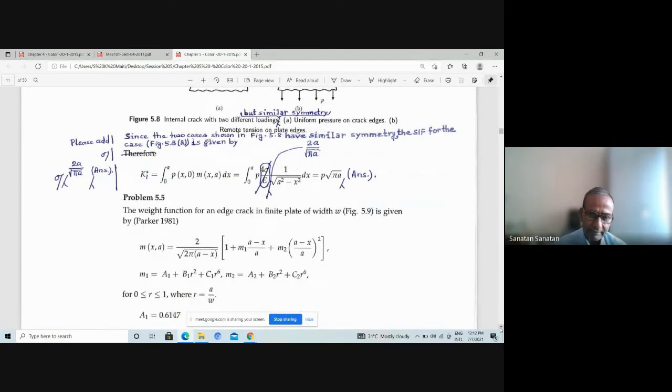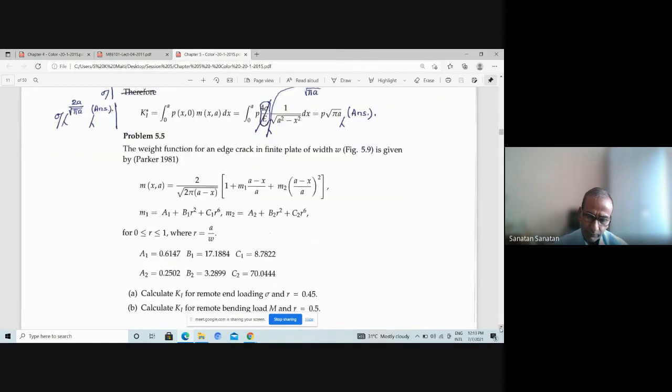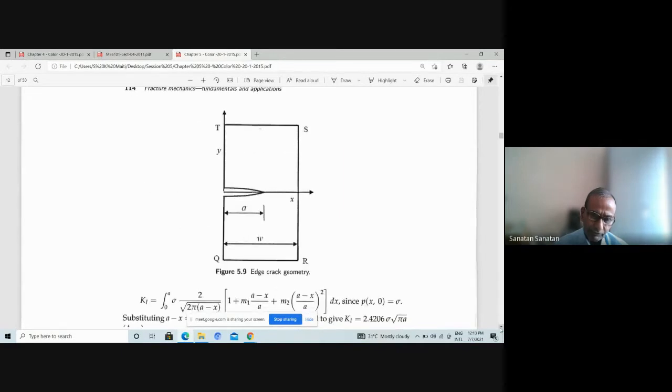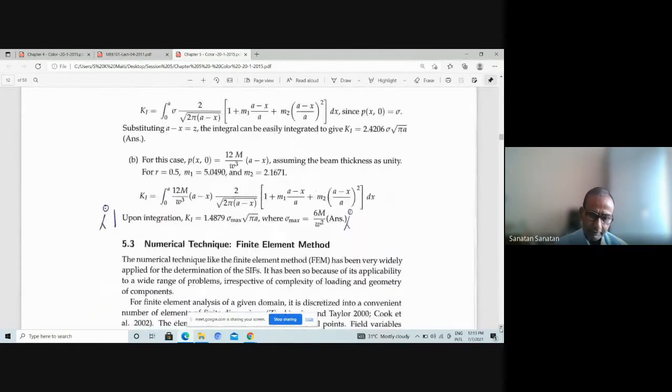So some cases are there. The handbook of weight functions is available, and many times this weight function is given in the form of an infinite series. In that case you can also find the solution for a specific problem where the boundary loading is specified. So this is the weight function approach, and it has been applied to a number of problems. So these are the analytical methods for finding the solution of the SIF. We have been able to take up this much.